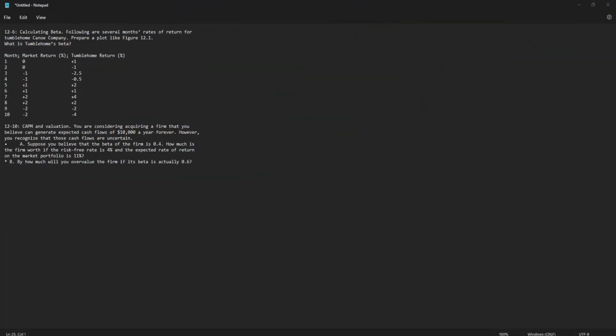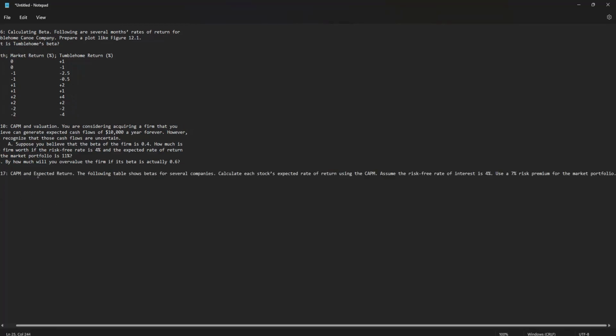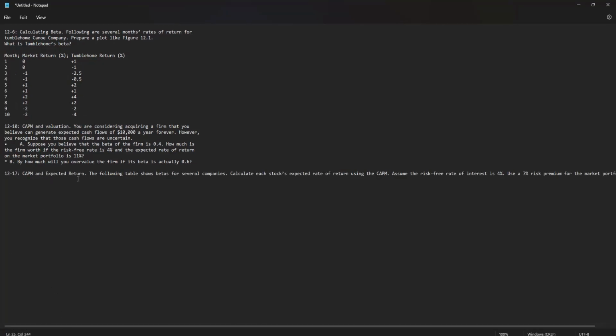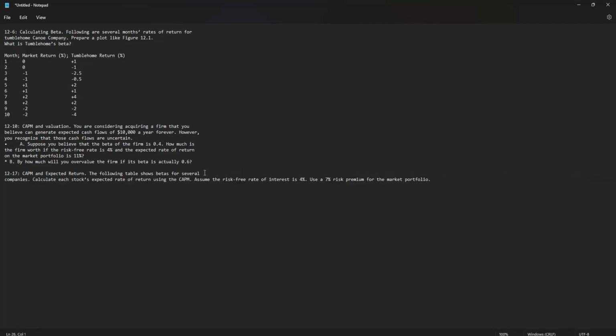Chapter 12, question 17. CAPM and expected return. The following table shows betas for several companies. Calculate each stock's expected rate of return using the CAPM. Assume the risk-free rate of interest is 4%. Use a 7% risk premium for the market portfolio. Simple enough. Let's use the table provided to us by the question.